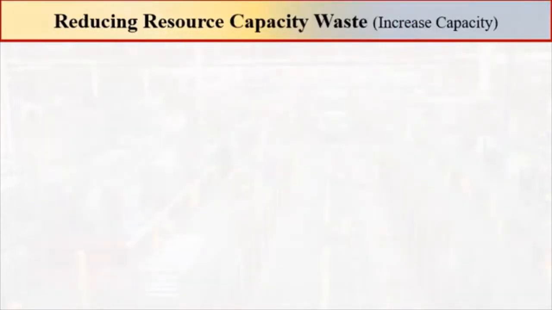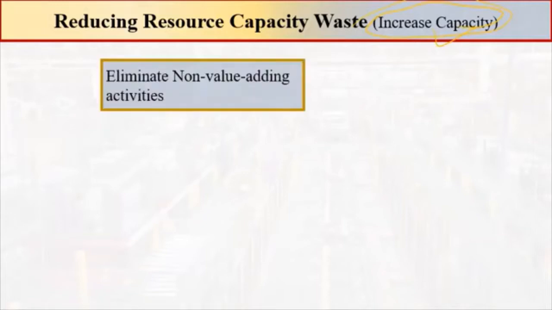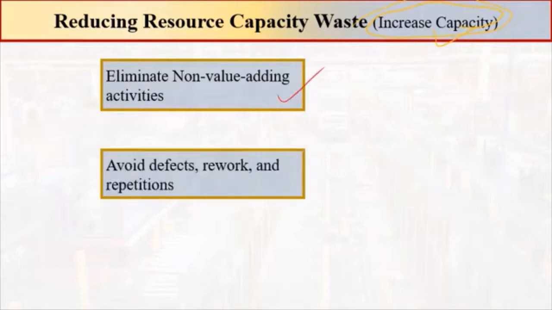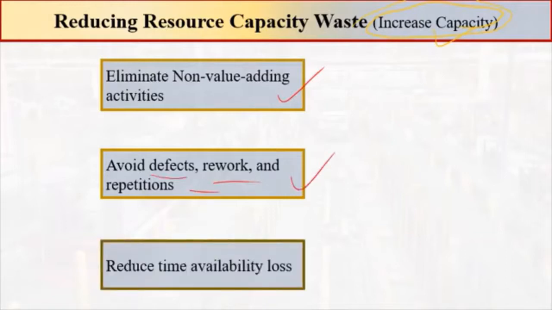So let's go into details on what we could do to increase capacity. We've talked about this: eliminating non-value added activity. Identify the non-value added activity, again, from the customer point of view, and try to reduce or eliminate it. Avoid defectives, rework, and repetition, because all that eats up capacity. If you avoid all that, it's going to lessen all these things that are eating up capacity.